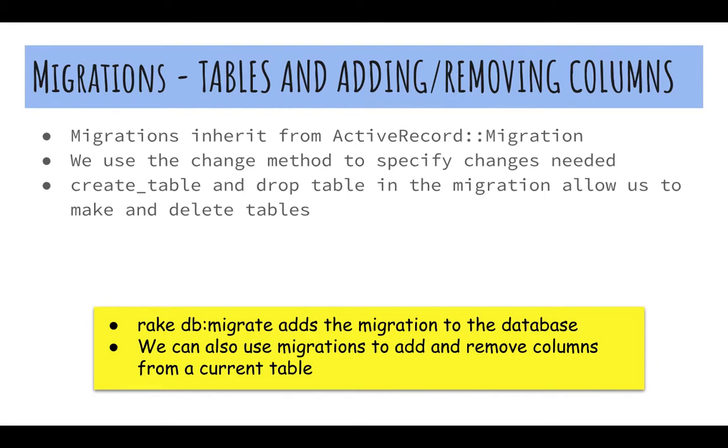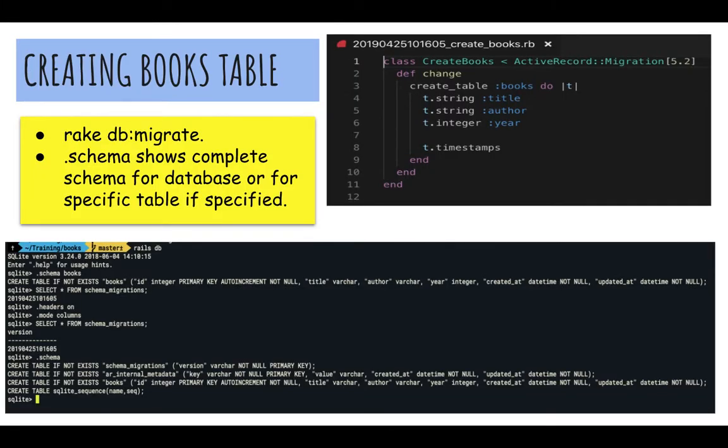rake db:migrate is necessary after a Rails migration has been generated, because that moves it over to the database. We can also use migrations to add and remove columns from a current table. So let's look at creating the books table. We actually did this in an earlier session. We've got our migration on the right, inheriting from ActiveRecord::Migration. We've got our change method, and within that the create_table code in order to create the table books.